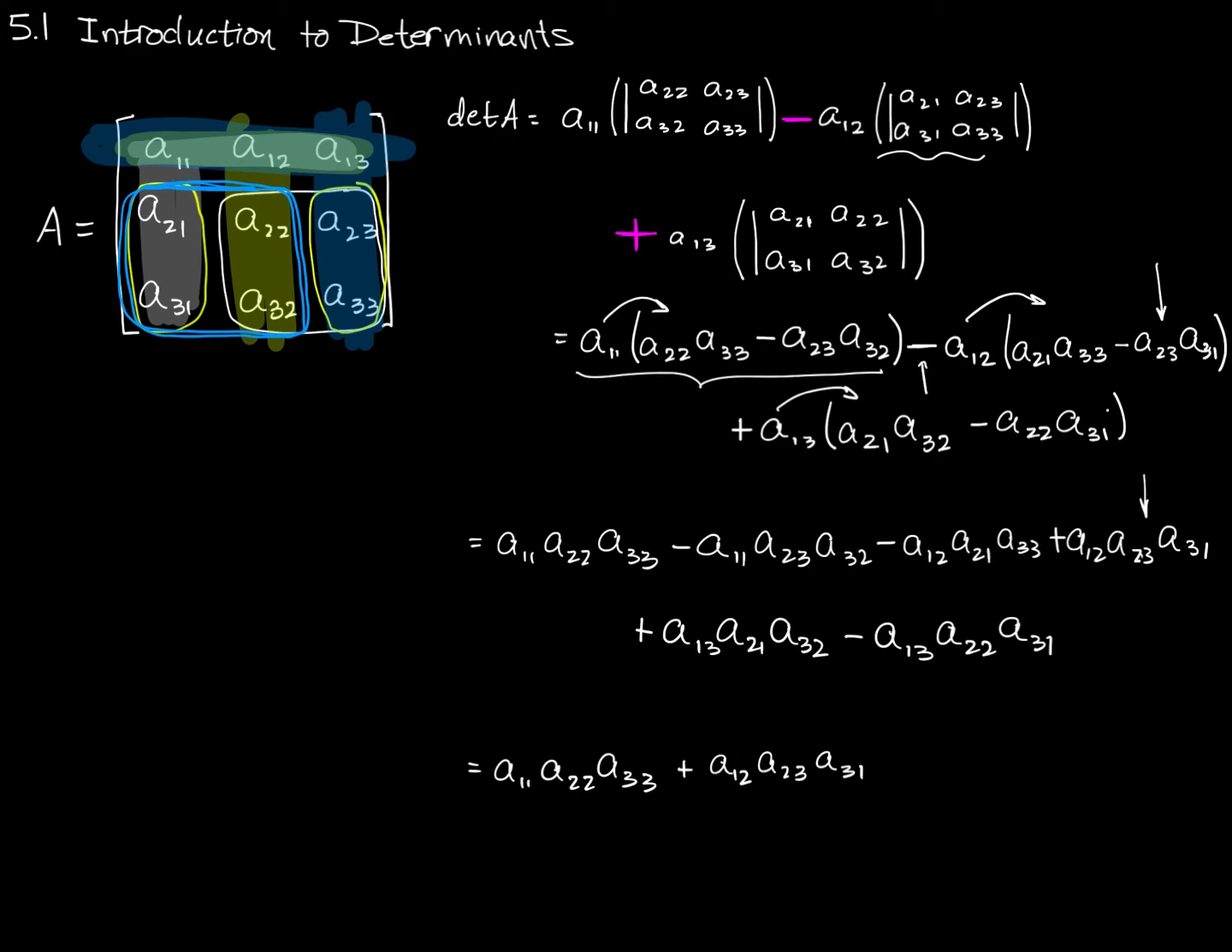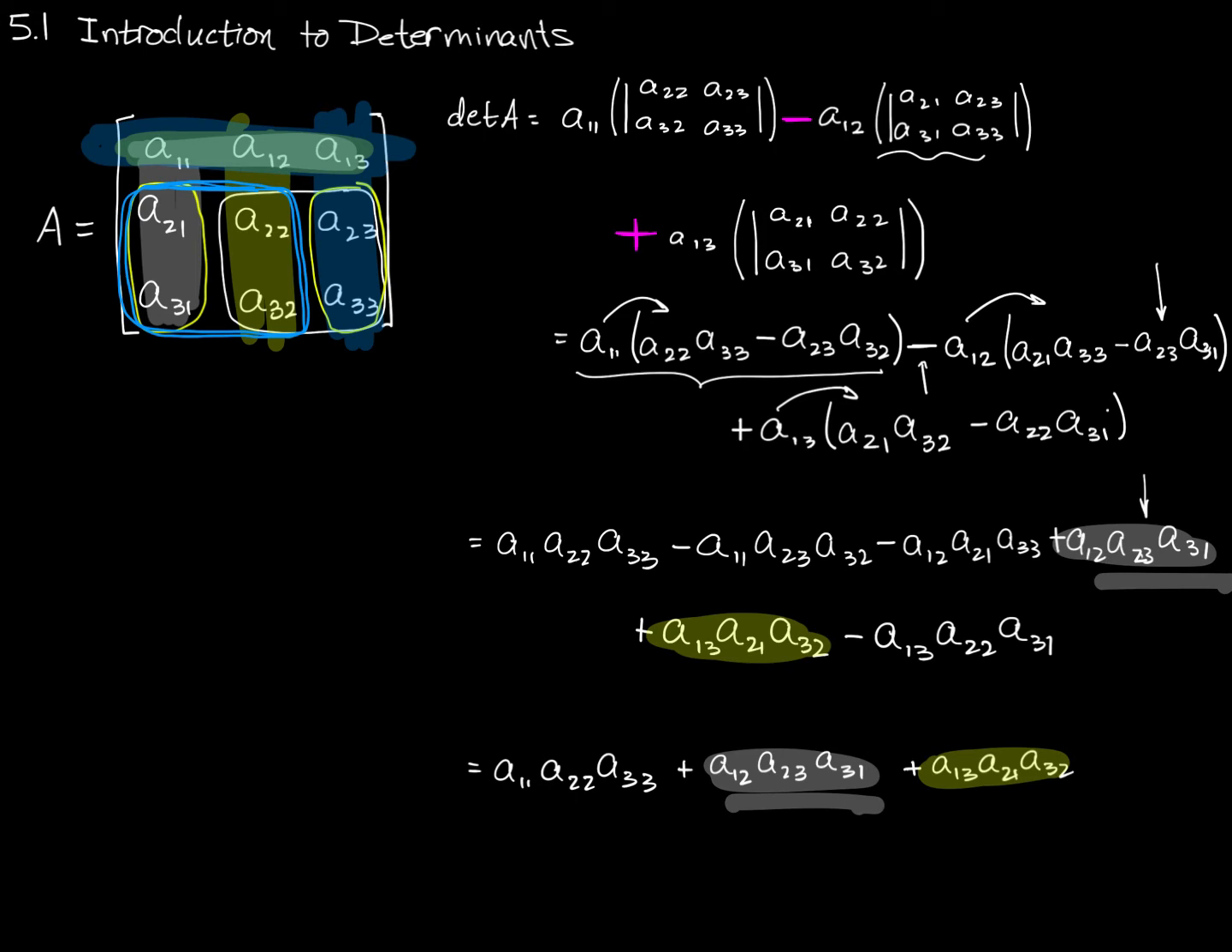And that term there is just this one here. And so they're just in a different order. Let's get the other ones. The next one your textbook has is plus A13, A21, and A32. And this term here is A13, A21, A32, that's this one here. Addition is commutative, so I can write these terms in any order that I want.